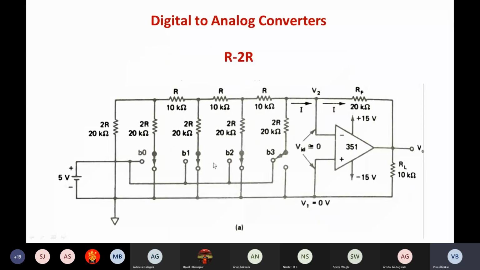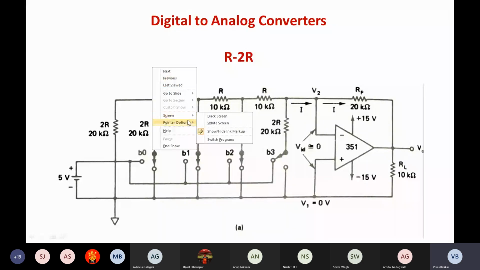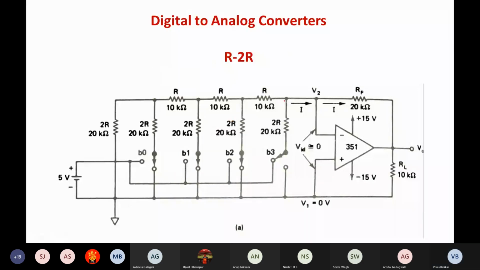So now let me just try to show you how exactly this thing is going to work. Now let's assume that the MSB bit, the most significant bit B3, is connected to +5. Yes, it is connected to +5, and other switches are connected to ground, as you can see over here. So when we want to analyze this, here one thing we should know: whenever we try to analyze a D2A converter using R2R network, the R2R branches keep on increasing if the number of bits are more.